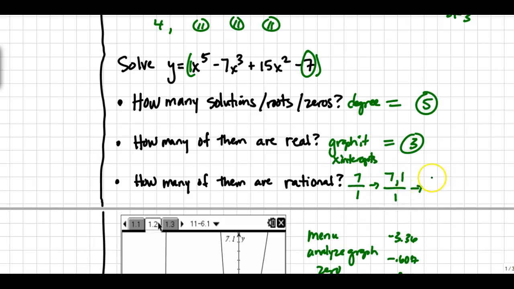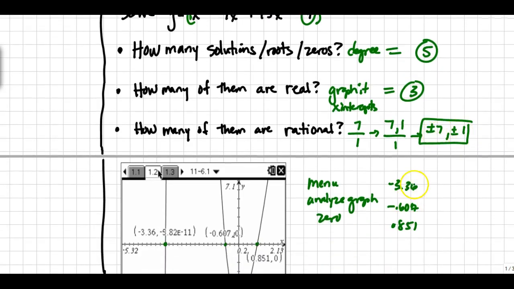So all I need to do to make my list of possible rationals is to say positive and negative 7 over 1, positive and negative 1 over 1. So there's only 4 possibilities, positive or negative 7, positive or negative 1. Do any of those numbers match with any of the zeros that I got, or any of the x-intercepts? No, they don't. Not even close. None of them are close to 7 or negative 7 or 1 or negative 1. So are any of them rational? No. So we're going to say 0. 0 of them are rational, because none of these numbers appear in the rational list.